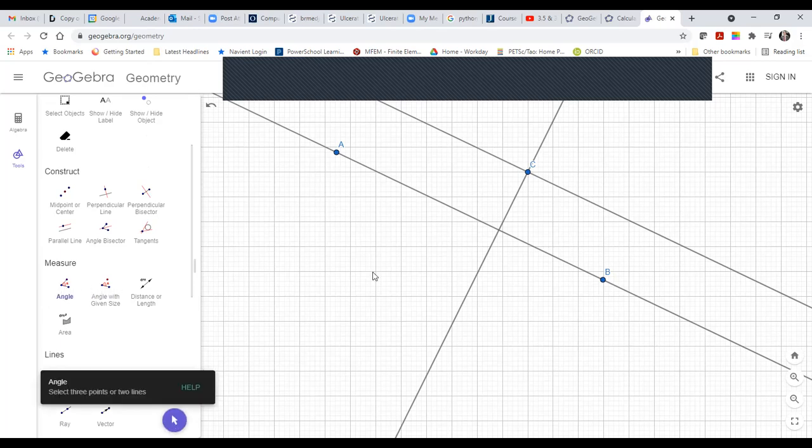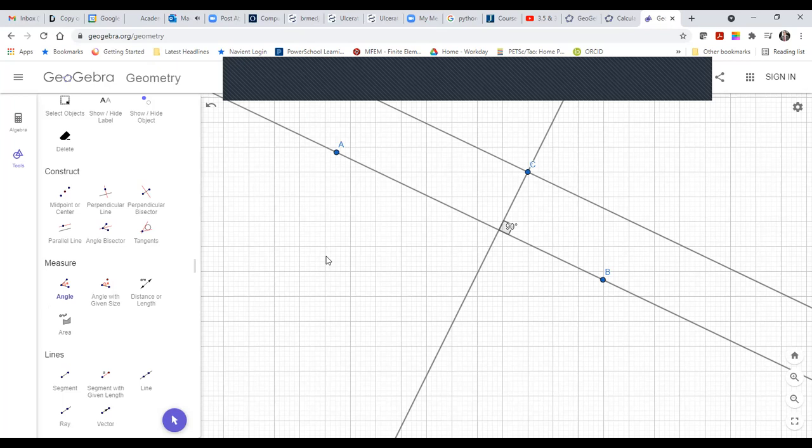Yeah, if you want, you can measure the angle here. You can see the angle is 90 degrees. The next one is the sum of the triangle, right? Okay, so I want to create a triangle.